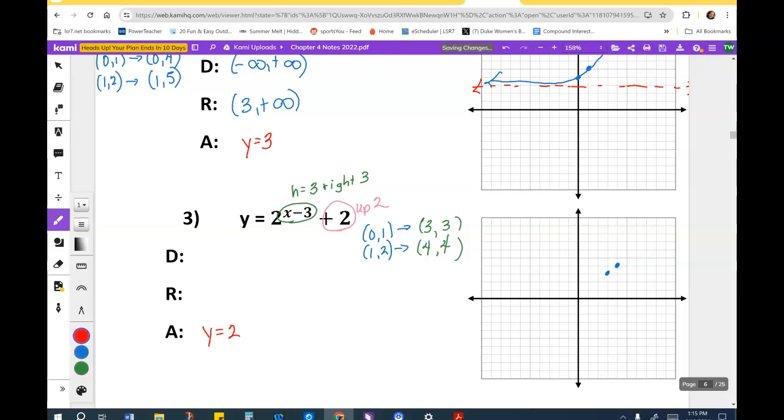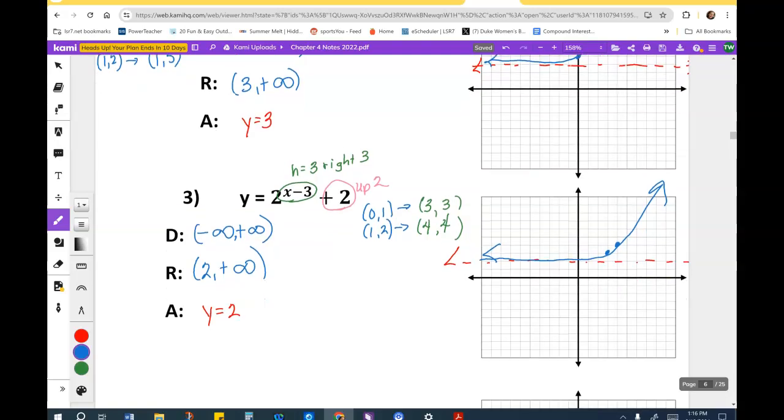My asymptote is y equals 2. Always get your asymptote in there before you draw your graph so you know where it's approaching. And so I know it's approaching this, and then it's going off to the right. Okay. As always, our domain is negative to positive infinity. And my range is based on your asymptote. It's going from 2 to positive infinity.